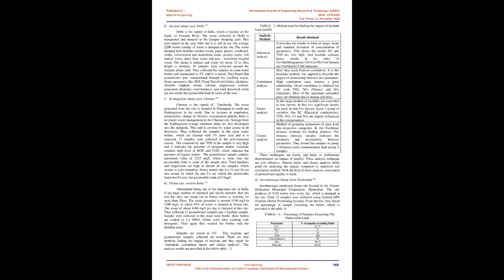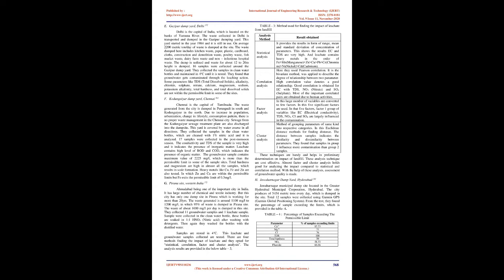G. Pirana site, Western India 7. Ahmedabad is one of the important cities in India. It has a large number of chemical and textile industries. But this city has only one dump site, in Pirana, which has been working for more than 20 years. The waste generated is around 1100 mg/L to 1200 mg/L, in which 95% of waste is dumped in the Pirana site. The waste of about 1000 mg/L per day is dumped in this site.